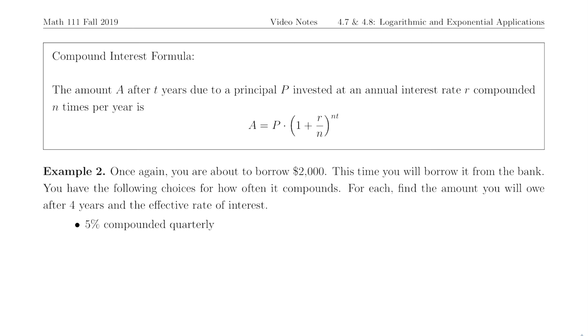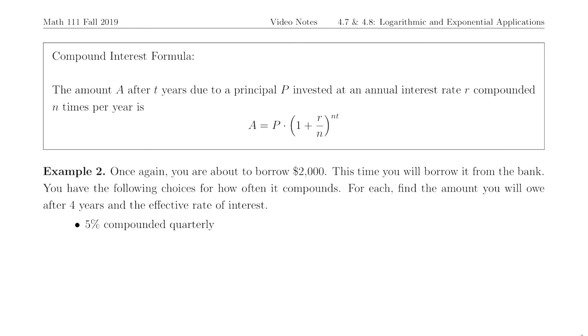Now in this video we are going to focus specifically on the compound interest formula that we just learned about. To recap, the amount A after t years due to a principal P invested or borrowed at an annual interest rate R compounded n times per year is, and I'm going to read the formula, A equals P times, in parentheses, 1 plus R divided by n, to the power of n times t. So basically we divide the rate that we have.